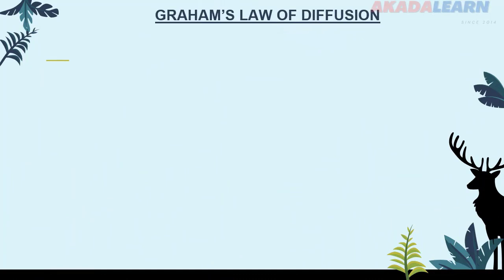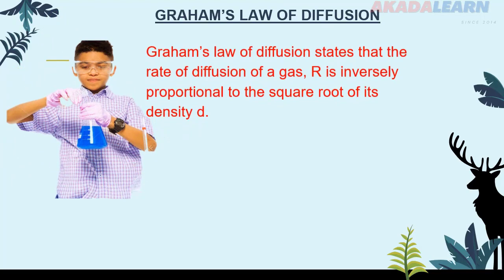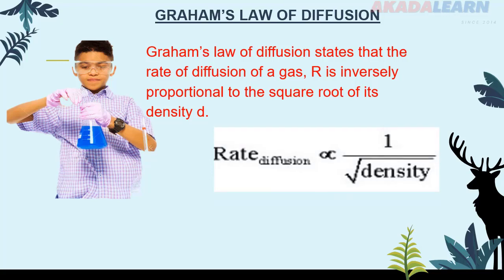Let's now move on to Graham's law of diffusion. Graham's law of diffusion states that the rate of diffusion of a gas, R, is inversely proportional to the square root of its density, D. Now, you can see on the slide, rate is inversely proportional to square root of density.